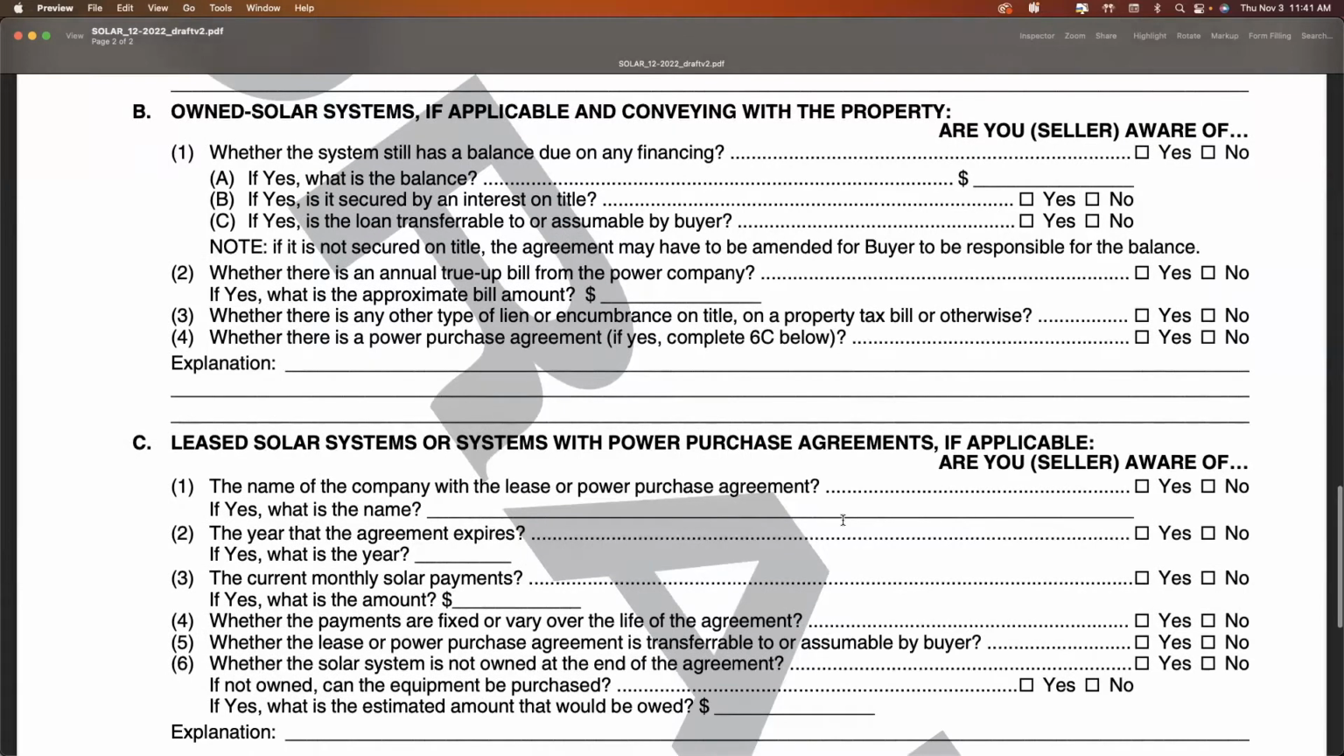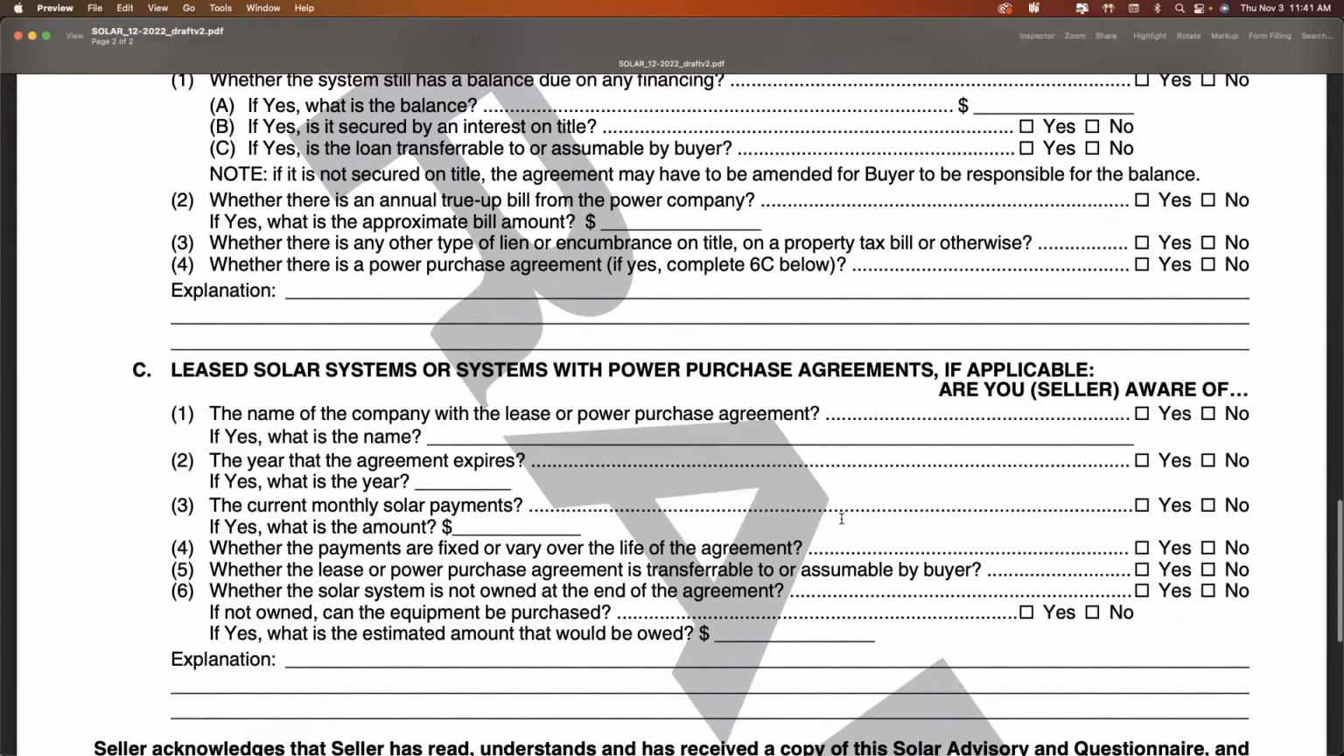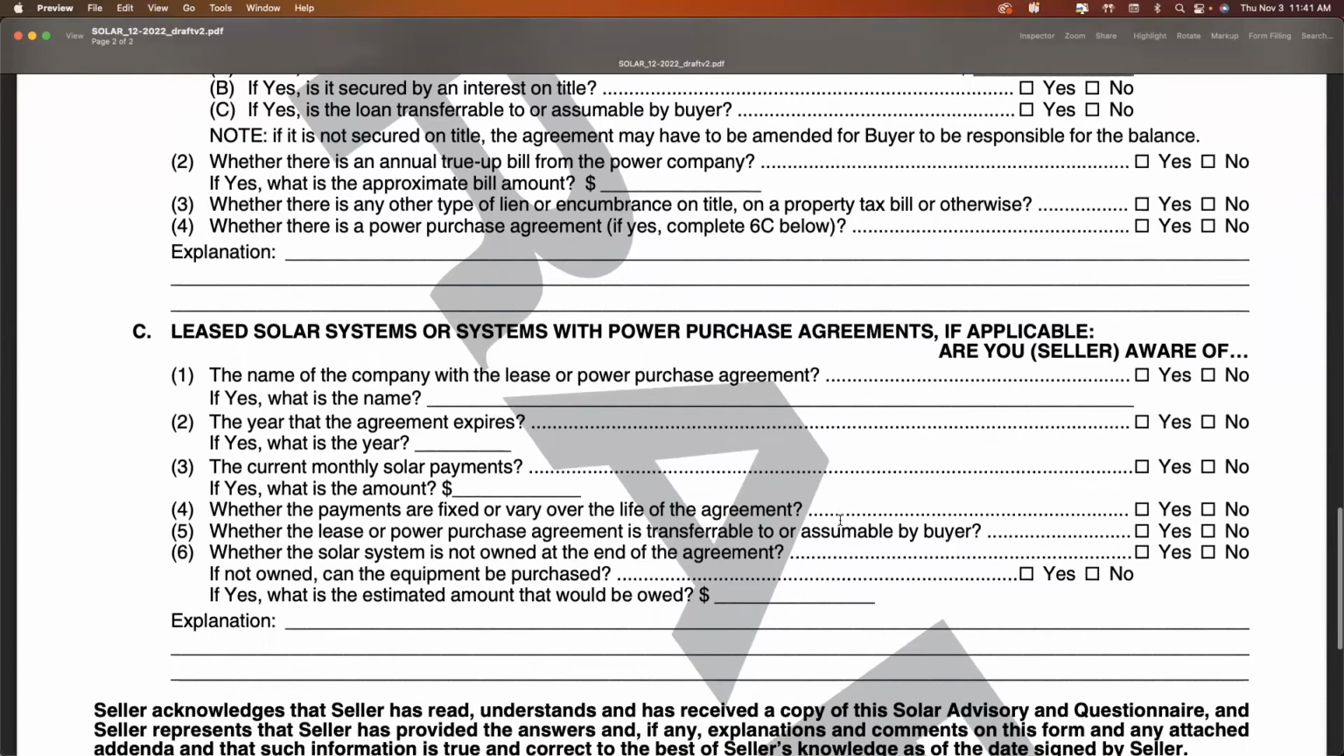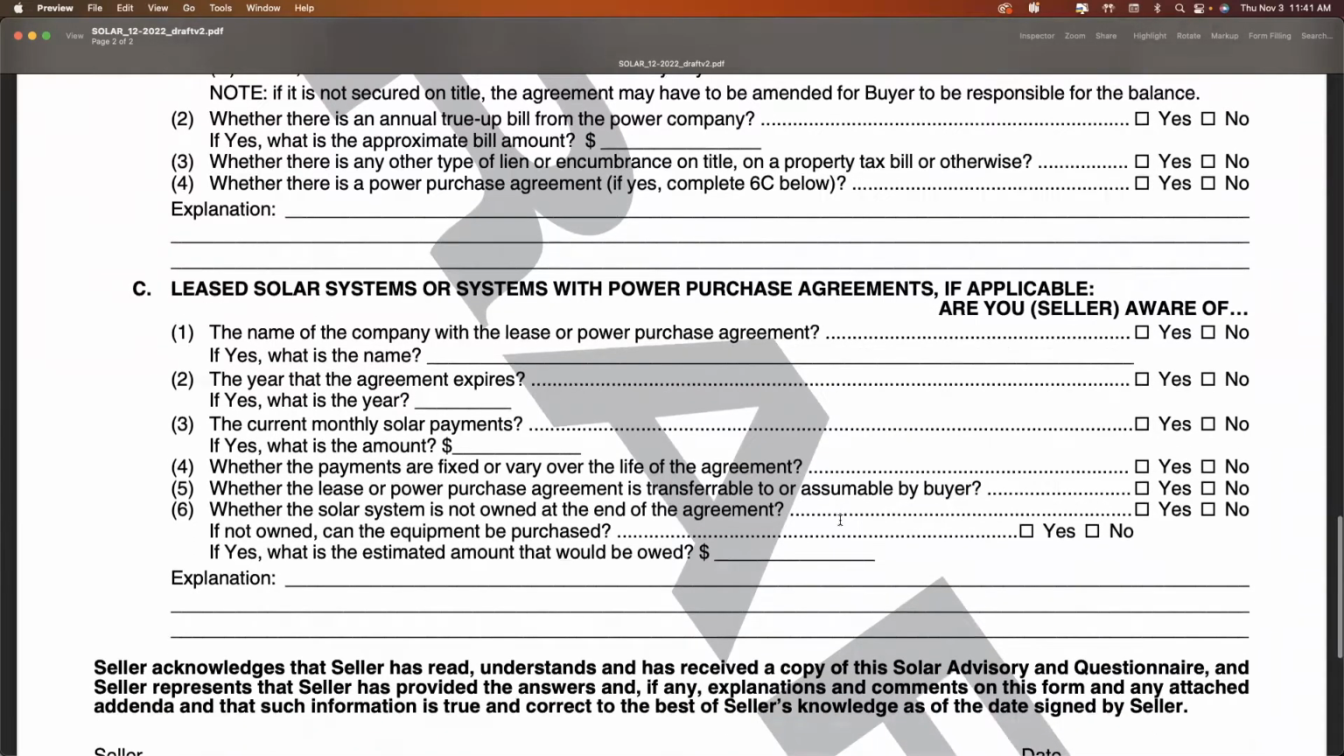Okay? Leased solar system or systems with power purchase agreements, if applicable. The name of the company with the lease or purchase power agreement. If yes, what is the name? The year the agreement expires. If yes, the year. The current monthly solar payments. If yes, what is the amount? Whether the payments are fixed or vary over the life of the agreement. Whether the lease or power purchase agreement is transferable or assumable by the buyer. Whether the solar system is not owned at the end of the agreement.